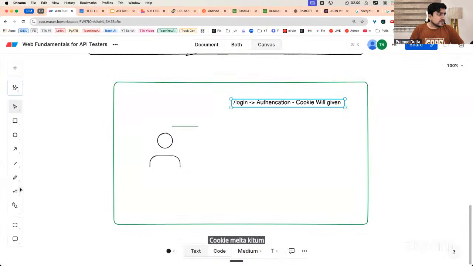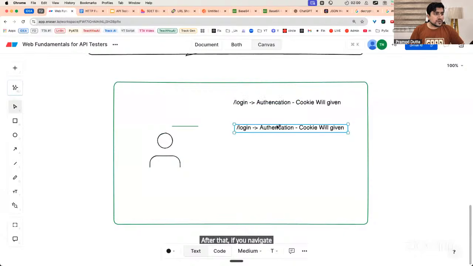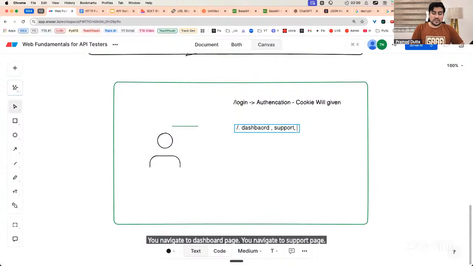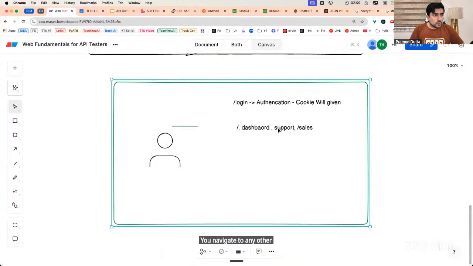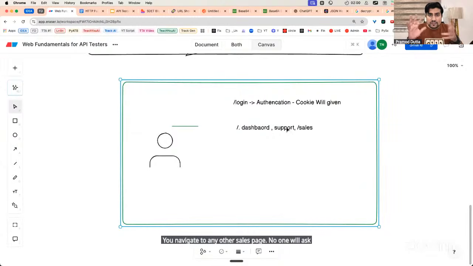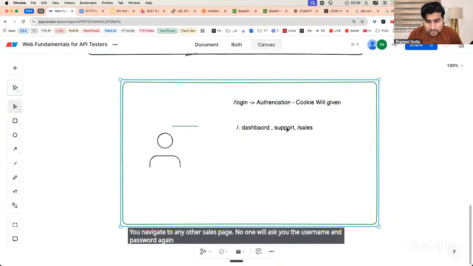After that, if you navigate to any other page, the dashboard page, the support page, or any other sales page, no one will ask you for the username and password again. How many of you agree with me? This is exactly what happens.